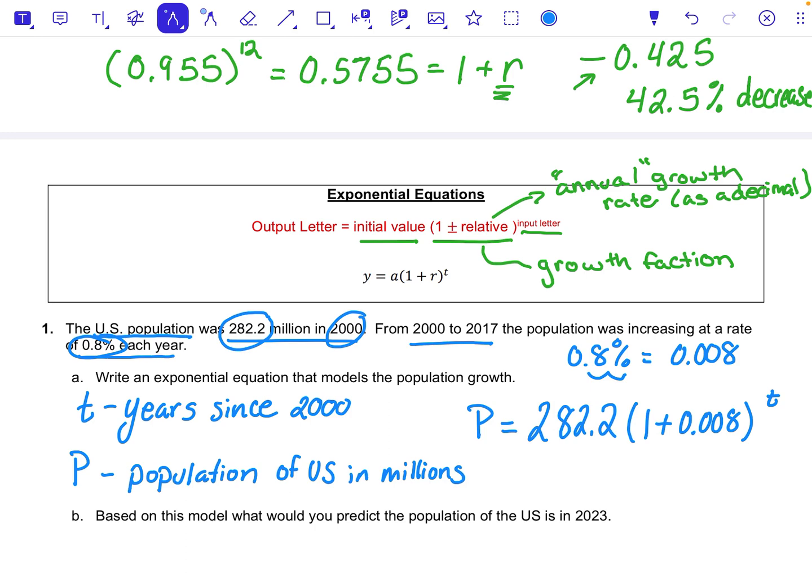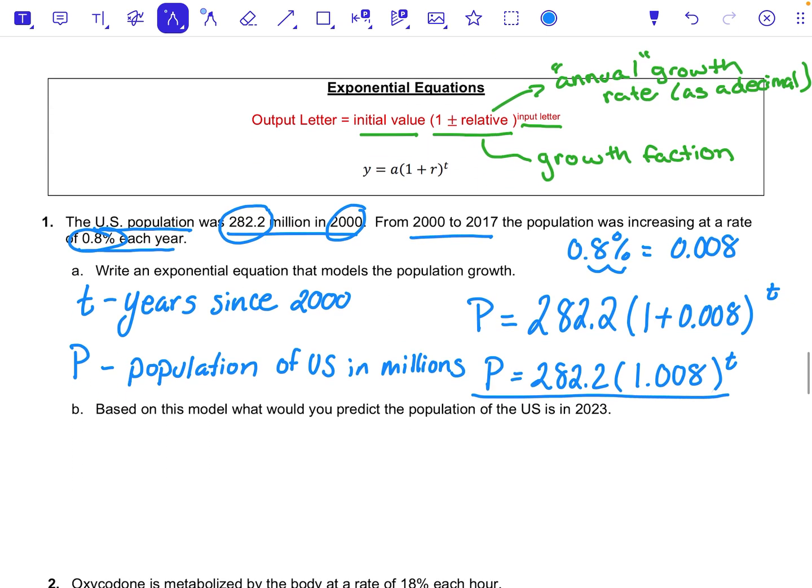And so we could leave it in this form. There's nothing wrong with that. Though often we're going to see that growth factor combined into a single number of 1.008. And I would then end up with this being my exponential function. You might ask, well, what should I round my growth factors to? It really depends on the situation. In this case, I didn't want to round it at all. I want to keep as many decimal places as possible.